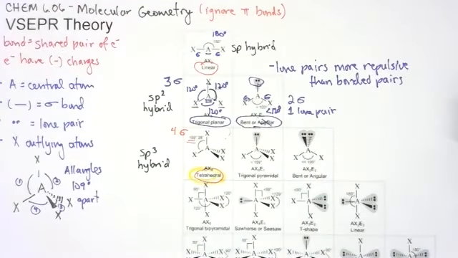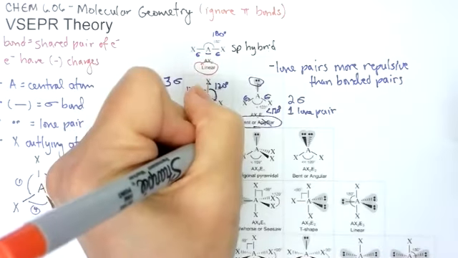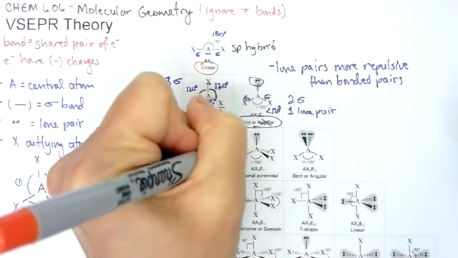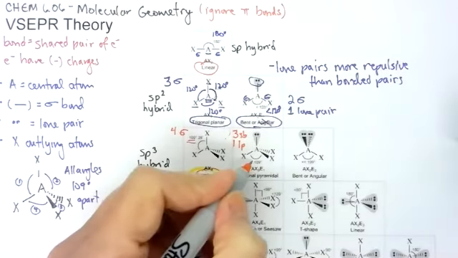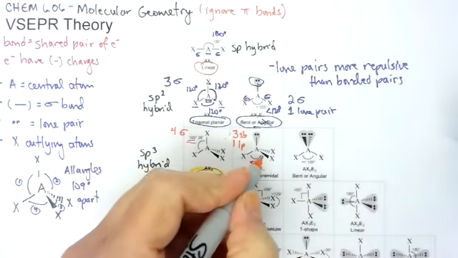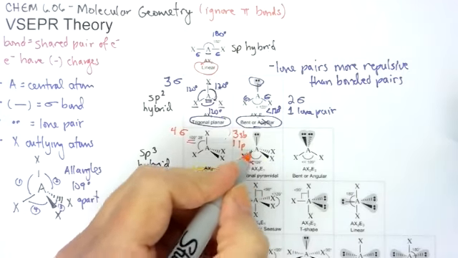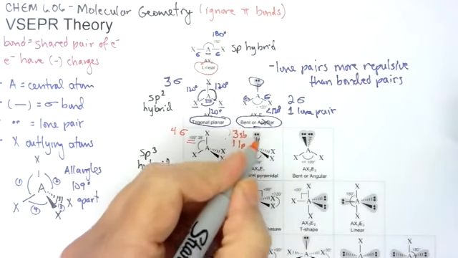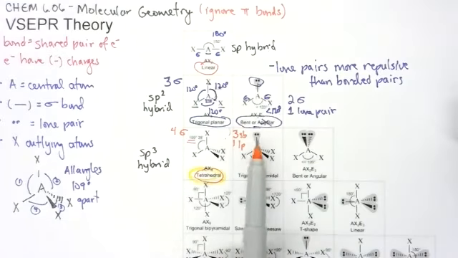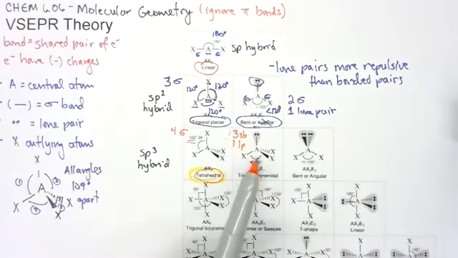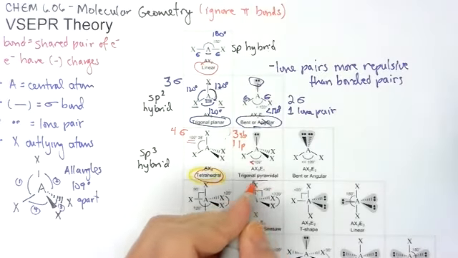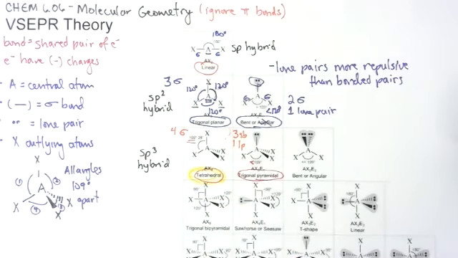Well, for the next box, I have 3 sigma bonds and I have 1 lone pair. And notice this says less than 109 degrees. So these are going to have less than 109 degrees, and these are going to have more than 109 degrees because the lone pair is more repulsive than the bonded pairs. And so it's going to tend to push down these bonds. We call this geometry trigonal pyramidal.